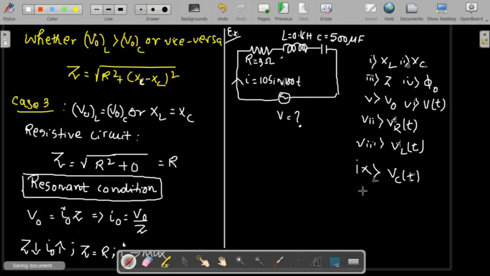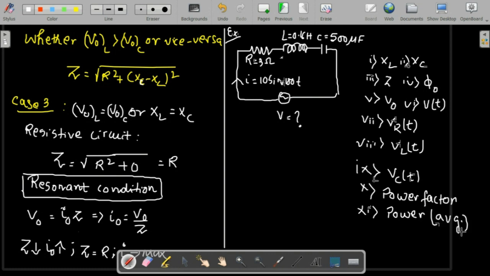VCT, power factor, power. Whenever someone says power, it means you are supposed to find out the average power. So we have to calculate these factors. Power factor also we have discussed. So if you just look here, XL and XC, that's simple, right? Let's just do it one by one. It's not going to take time, obviously.